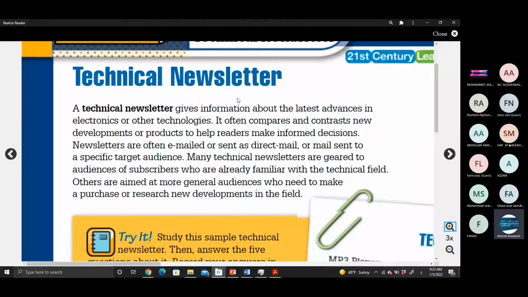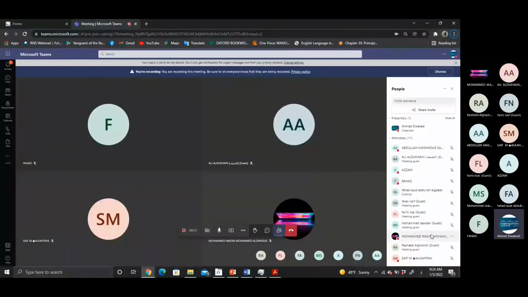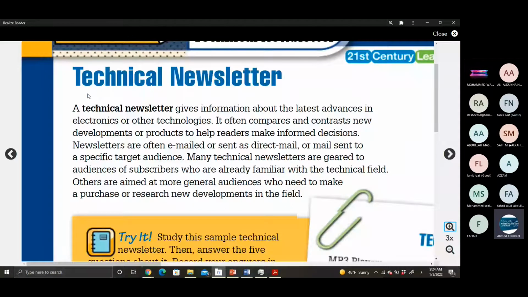Let's see someone. Okay, Mr. Muhammad Hussein, since you are very smart, let's start by you. Can you start reading, please? What, teacher? Start reading.